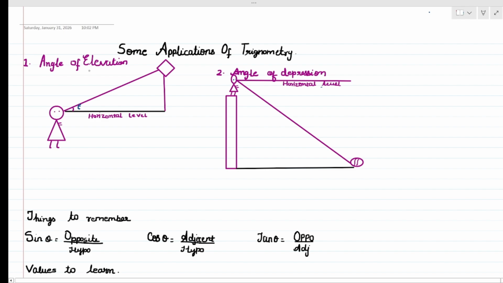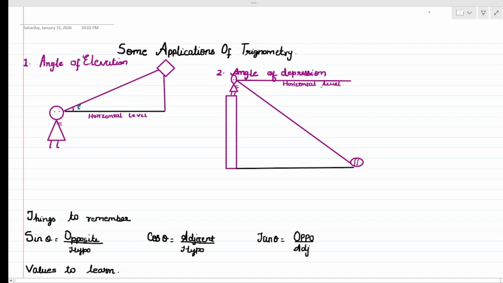Okay. So what is angle of elevation? Suppose there is a student, a boy or a girl. He is watching some object above the horizontal level. Now what is this horizontal level? This horizontal level is always formed straight from your eyesight. From your eyesight, it is formed completely on the same straight path. That is called your horizontal level.